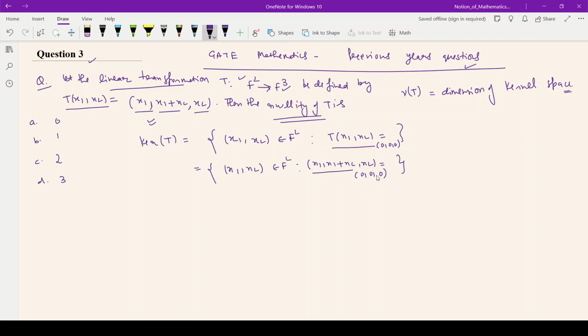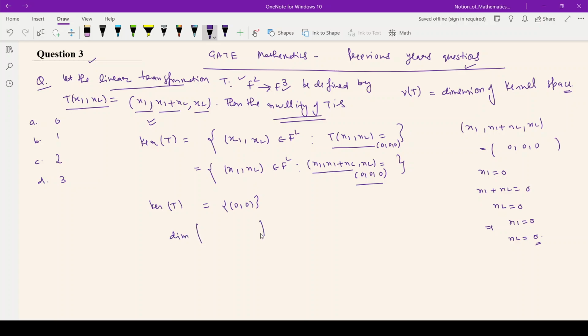So if I compare these elements, (x1, x1 plus x2, x2) is equal to (0, 0, 0), what are we going to get? x1 equal to 0, x1 plus x2 equal to 0, x2 equal to 0. Ultimately x1 equals 0 and x2 equals 0. So if x1 and x2 are 0, what will be the kernel of T? Kernel of T will be only (0, 0). So what would be the dimension of this kernel of T? Dimension of this kernel of T is going to be 0.